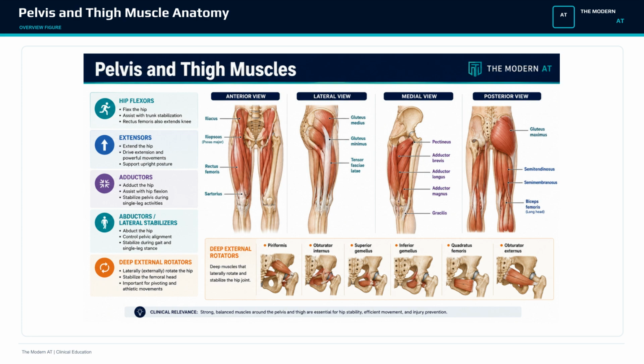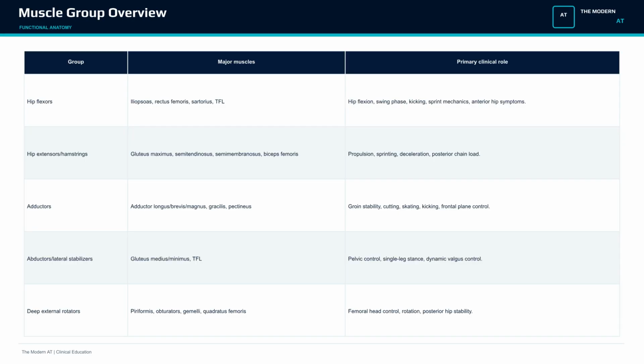When an athlete reports pain, try to connect the symptom location to the structures underneath it, but also ask how that region functions during movement. Anatomy becomes clinically useful when it helps explain the athlete's task limitation. This slide organizes the major muscle groups by role.